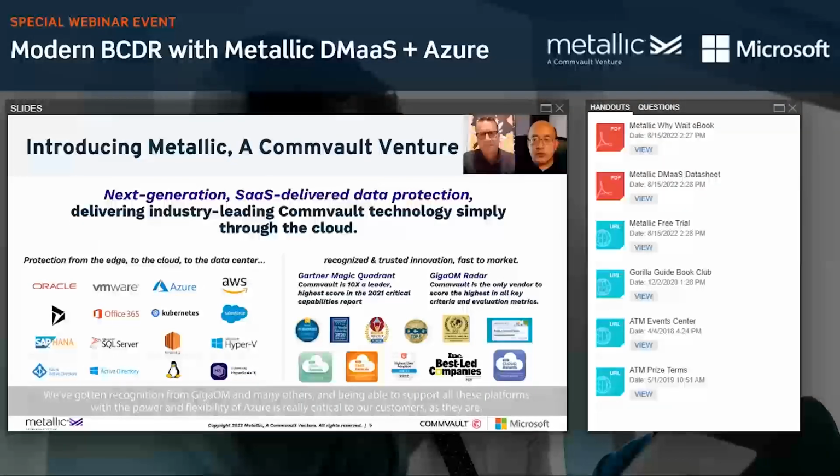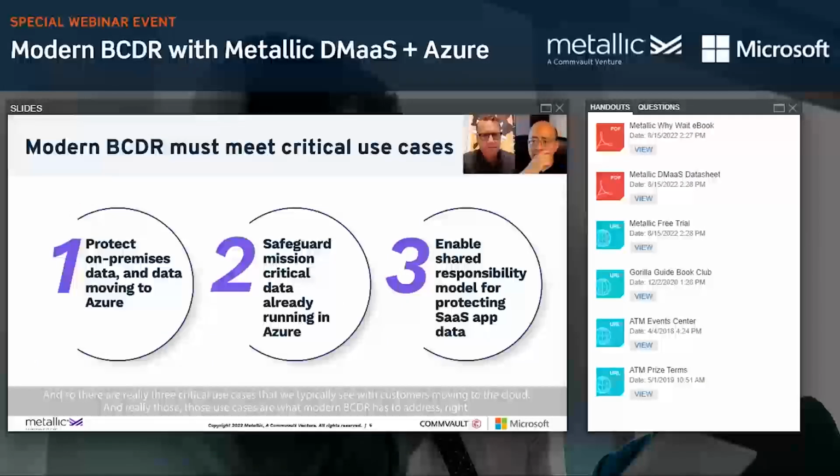We've gotten recognition from GigaOM and many others, and being able to support all these platforms with the power and flexibility of Azure is really critical to our customers as they are all in different phases of their journeys to the cloud, and they can rest easy that the transition can be eased with our technologies combined in Metallic, right? And so there are really three critical use cases that we typically see with customers moving to the cloud, and really those use cases are what modern BCDR has to address, right?